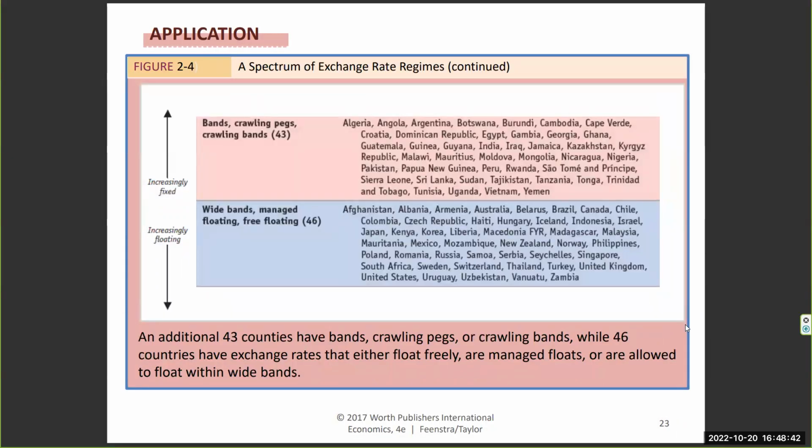Then we have the band crawling peg, and we have countries like Algeria, Angola, and so on and so on. Then we have wide band managed floating and free floating in here, and there are 46 countries here.